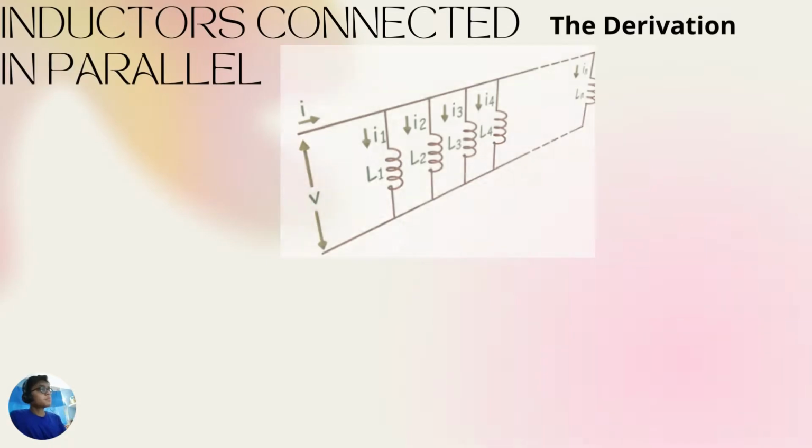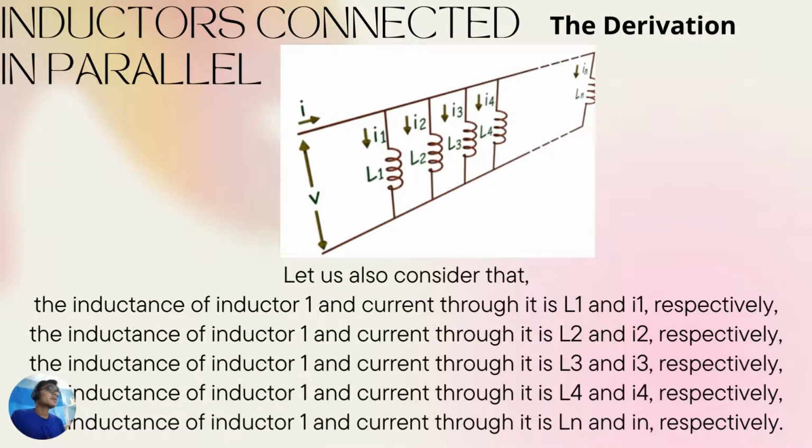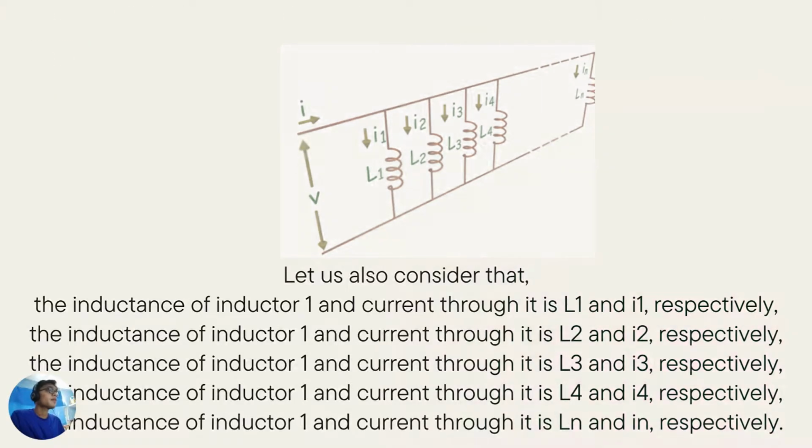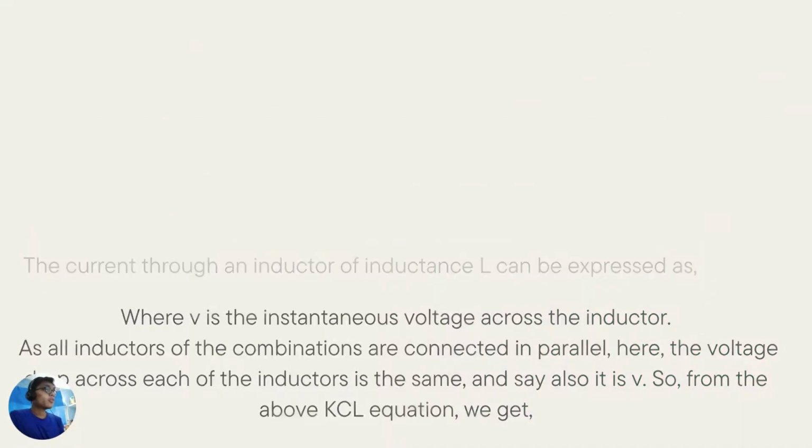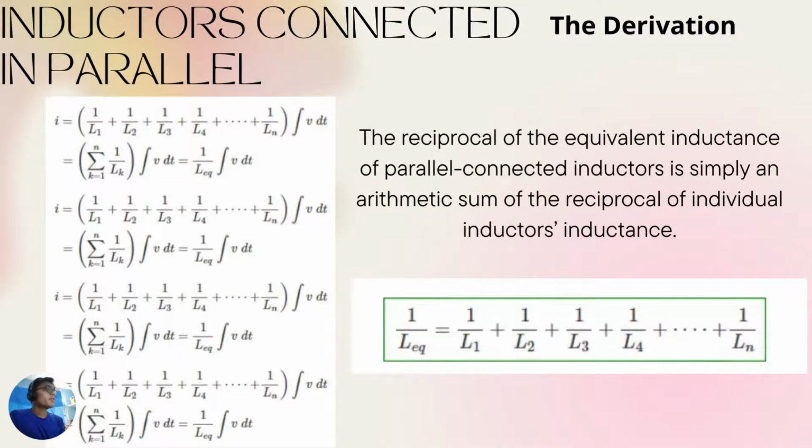For the derivation, we will use a similar example, but now inductors are connected in parallel, and the current through each inductor is termed as I1, I2, I3, I4, and so on to In. Now applying Kirchhoff's current law, we get the total current I entering the parallel combination of the inductors to be equal to this. The current through an inductor of inductance L can be represented as 1 by L integral V dt, where V is the instantaneous voltage across the inductor. All inductors of the combination are connected in parallel, so the voltage across each of the inductors is the same, and say it is also V. So from the above KCL equation, we get this equation.